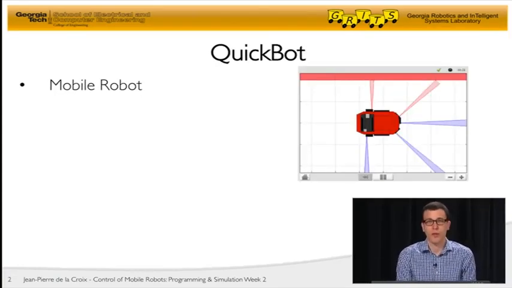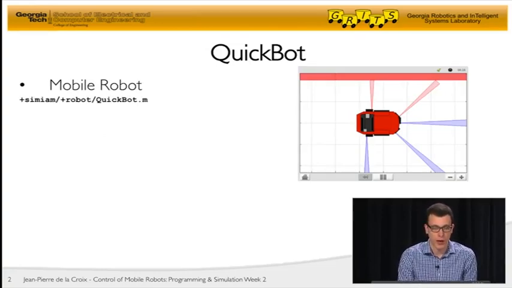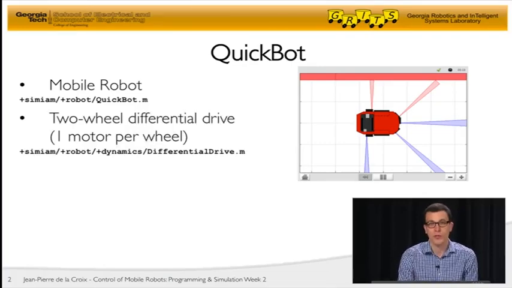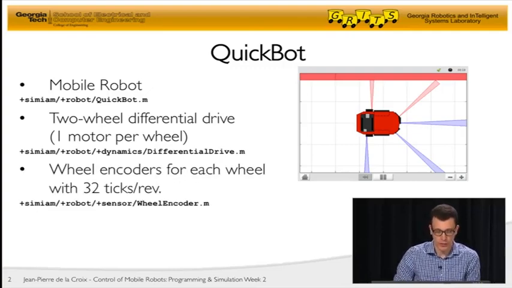The simulator emulates the QuickBot, and the QuickBot is defined in the quickbot.m file. This is a class, and it's located in the robot package. Packages in MATLAB are denoted by a plus in front of the folder name. This robot has a two-wheel differential drive, meaning that each wheel is independently controlled by a single motor. It also has a wheel encoder for each one of the wheels. These wheel encoders are responsible for measuring the distance that each wheel travels, and they have a resolution of 32 ticks per revolution.